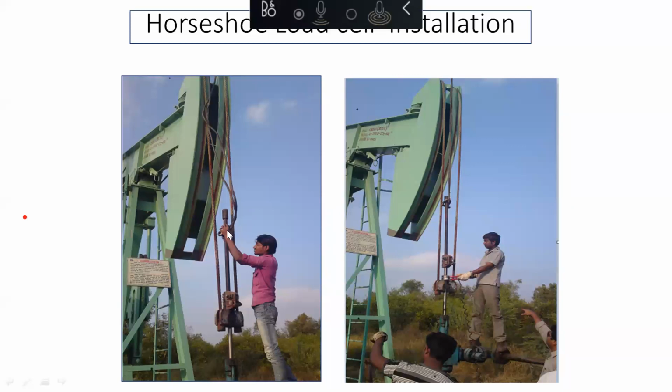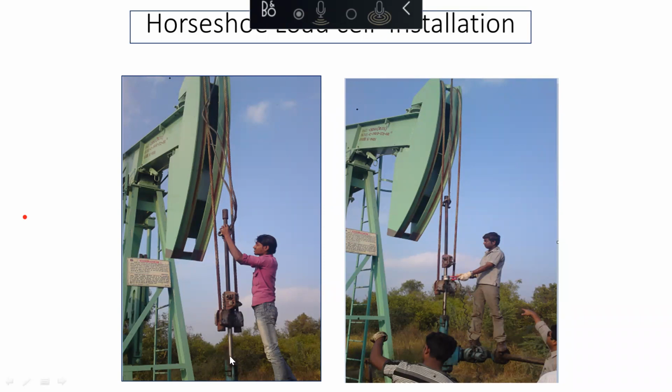When you install it, if you want more safety, you can use a crane to lift your polish rod. After lifting, you put in your horseshoe load cell, then you lower it down and start the unit. Without a crane you can also do it, but you will need 2 polish rod clamps.